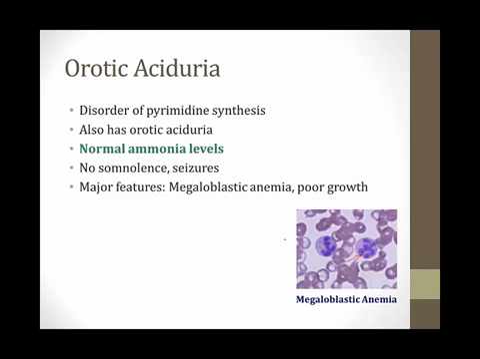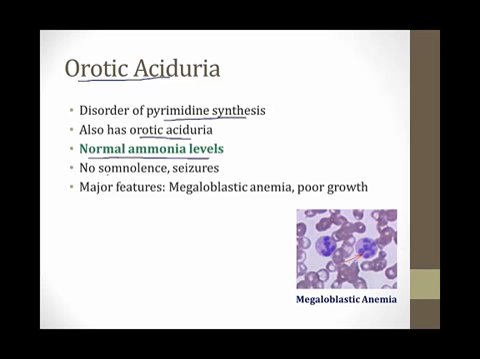And you don't want to confuse an OTC deficiency with another condition called orotic aciduria. This is a disorder of pyrimidine synthesis that I discuss in the videos on pyrimidine metabolism. It also has high levels of orotic acid in the urine and in the blood. However, in orotic aciduria, there is no problem with the urea cycle, so the ammonia levels are normal.